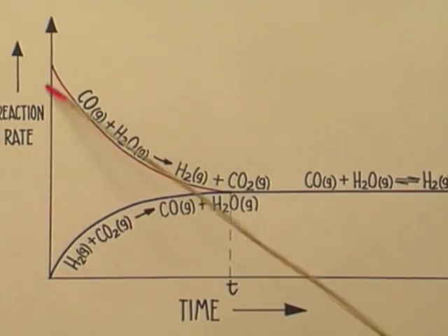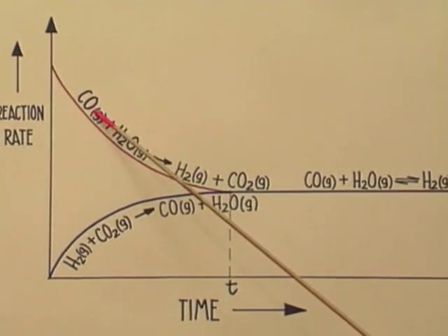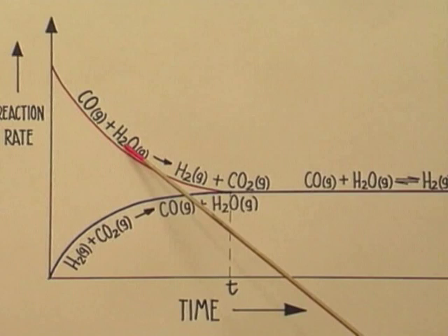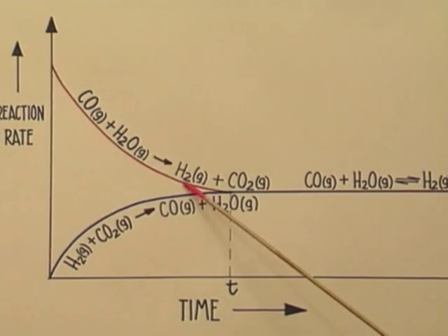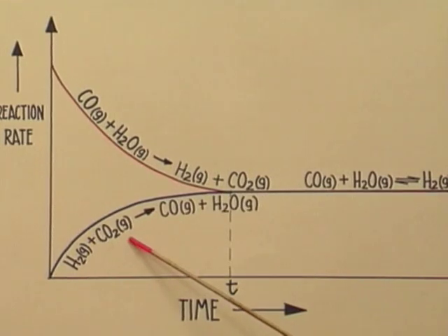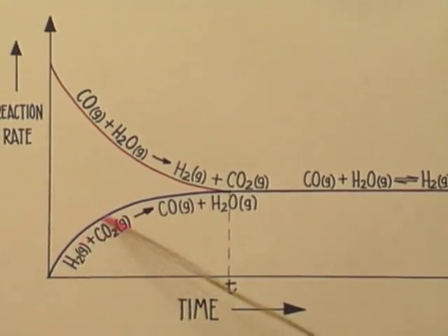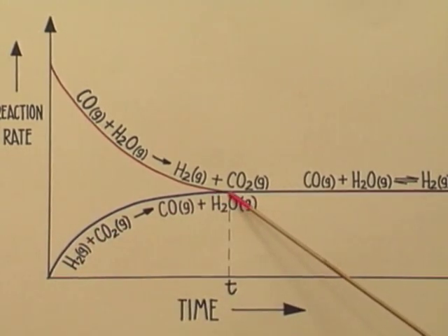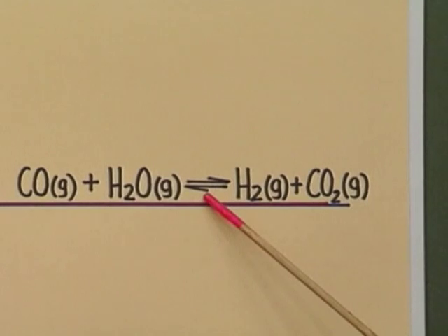On this graph, we plotted reaction rate as a function of time. The graph shows that the rate of the forward reaction, carbon monoxide plus water producing hydrogen plus carbon dioxide, diminishes, while the rate of the reverse reaction, hydrogen plus carbon dioxide producing carbon monoxide and water, increases until the rates become exactly equal after t seconds when equilibrium is established.